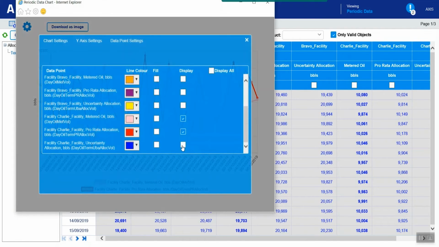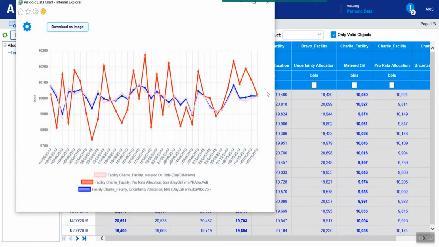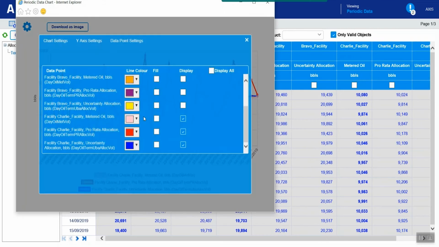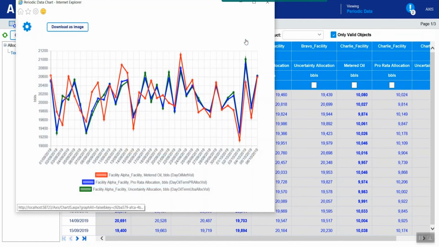Now here's the result of the uncertainty-based allocation. The variation for field C is much lower, so it is allocated close to its metered volume. That's shown here by the blue and pink lines being close together. For the other fields, like field A for example, there is very little difference between the result of the two allocated methods. The pro rata allocation is blue, and the uncertainty allocation is green.